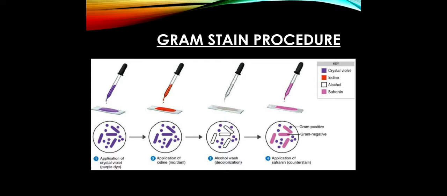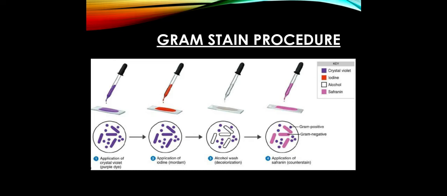How do we do gram staining? It's actually pretty simple. We would take our bacteria and put it on the slide, and then we would apply a dye called crystal violet. And crystal violet is purple. The second step is that we apply iodine. It's sometimes called a mordant, and it helps that purple dye stick to that peptidoglycan. Next, we would wash off the staining with alcohol. We call that the decolorization step.